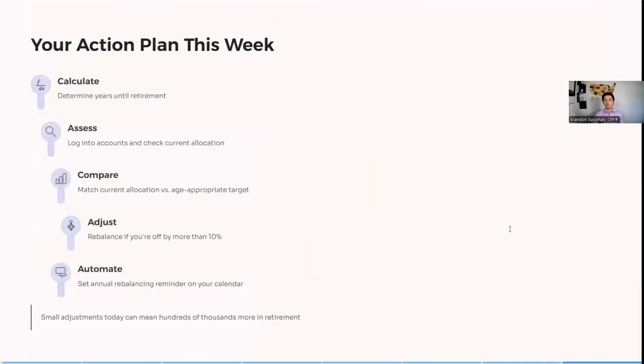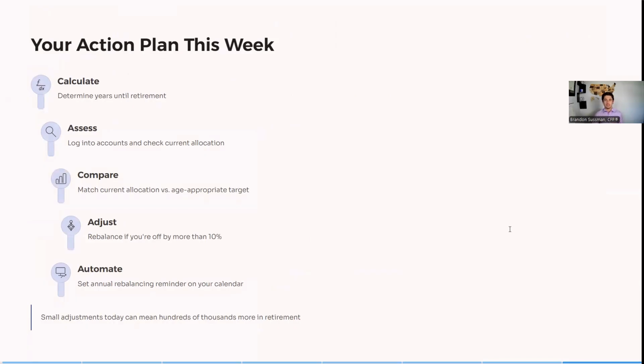So lastly, what's an action plan that you can take away from today's webinar and implement for this week? First and foremost, like I mentioned, hopefully you know how many years until retirement, or at least a rough idea of what that's going to look like. Log into your accounts and check your stocks to bonds ratio right now. Where are you sitting at? How does that align with what I talked about today? And what changes might you need to make to get back on track?